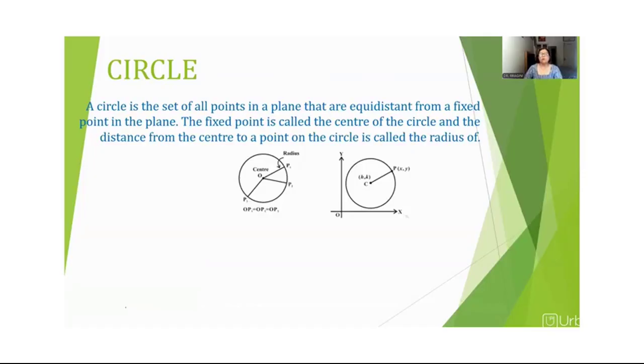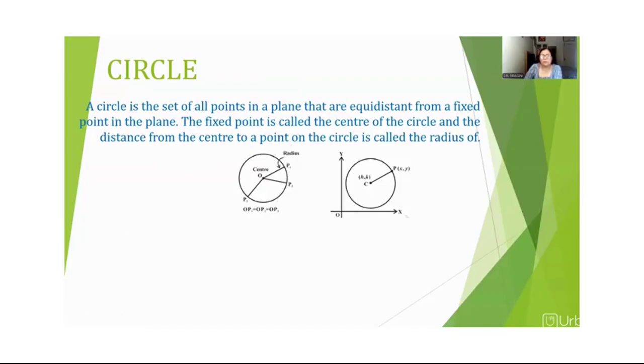So every conic section is defined according to its basic characteristics, right? Starting with the circle, the definition of a circle is a set of all points in a plane that are equidistant from a fixed point in the plane, right? The fixed point is called the center of the circle, and the distance from the center of a point to the point on the circle is called the radius of the circle.